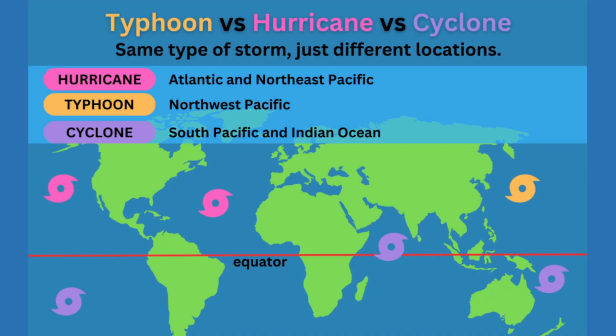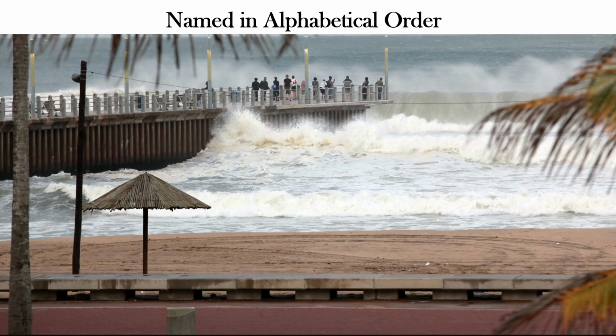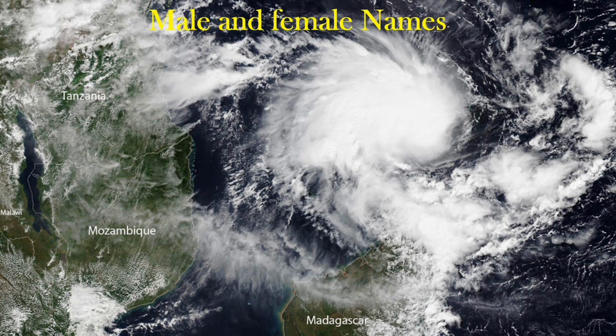They are given different names depending on their location and strength. Some examples of tropical cyclone names include the hurricane and typhoon. Tropical cyclones are named once the speed reaches 65 kilometers per hour. They are named in alphabetical order using male and female names. The list restarts each season.